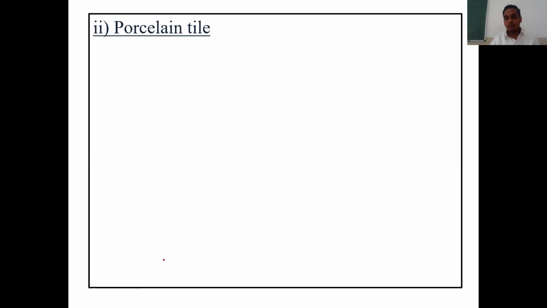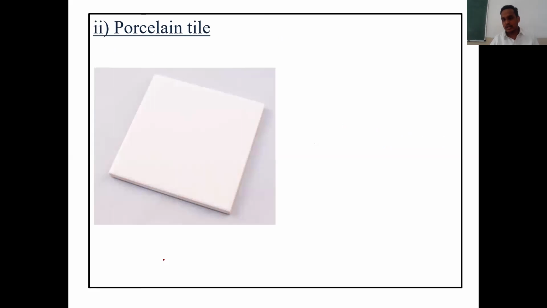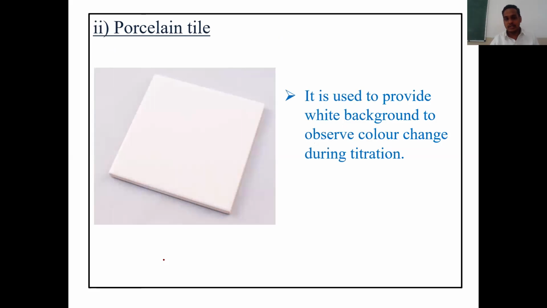And the second one is the porcelain tile. And the picture goes like this. You can see it is a porcelain tile made up of porcelain, which is white in color. And the main use of this is to provide a white background to observe color change during titration. In titration, we are going to mix one chemical into another until there is a slight color change. Okay, and to identify that slight color change, we need to have a white background.